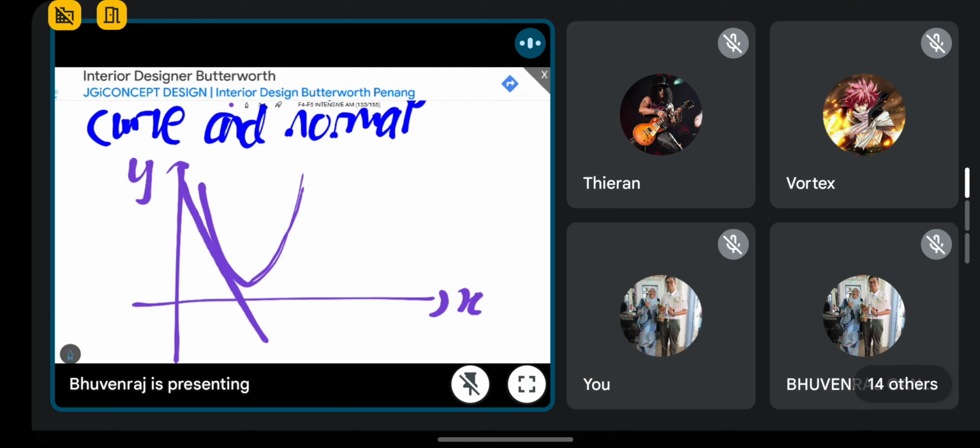Okay, guys, are you clear on this? This is the tangent line. This one is tangent. This one is curve. So normal line, guys, normal line means what? Apa definisi bagi garis normal?